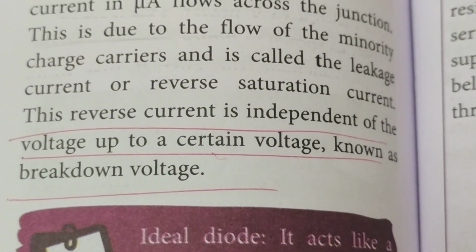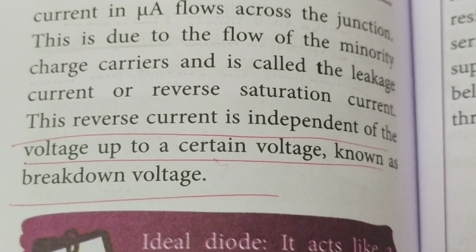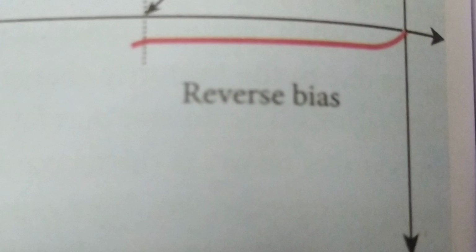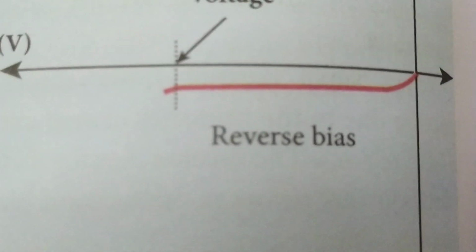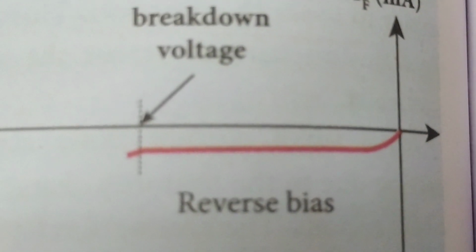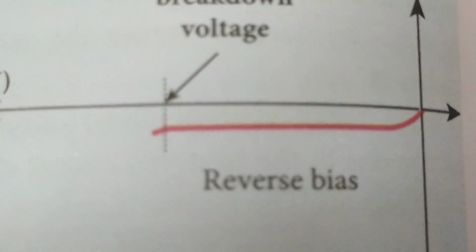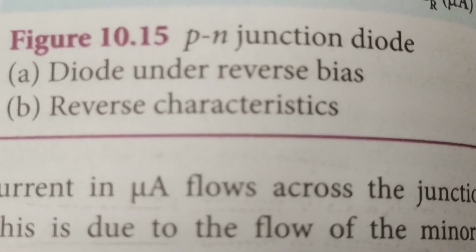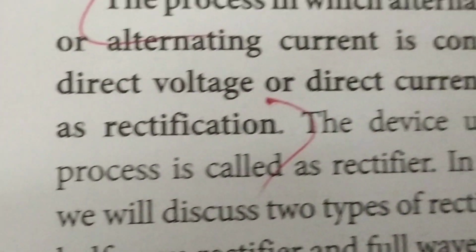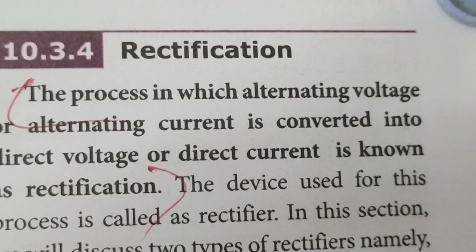So the reverse current is independent of the voltage up to a certain voltage known as the breakdown voltage. This horizontal line here is independent of the applied voltage. After this breakdown voltage, there will be a sudden increase in the current. So these are the forward and reverse bias characteristics of a PN junction diode. Next we shall see about rectification.